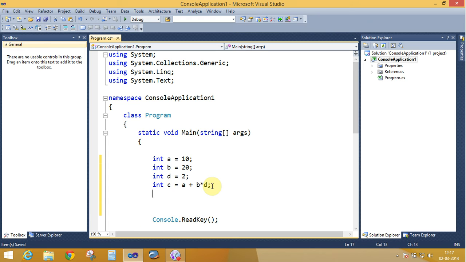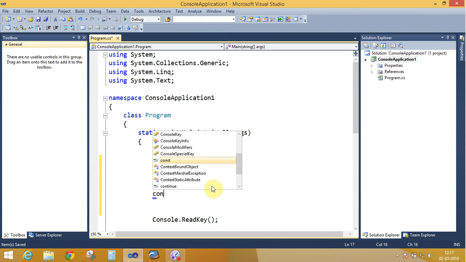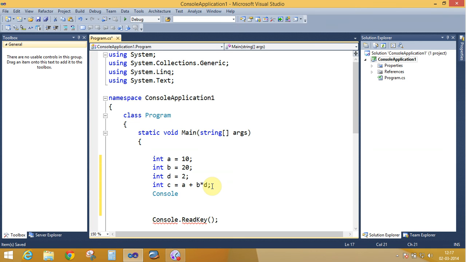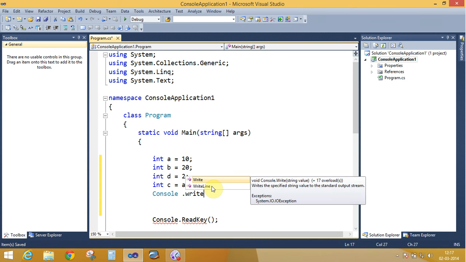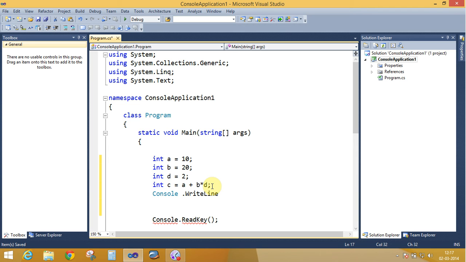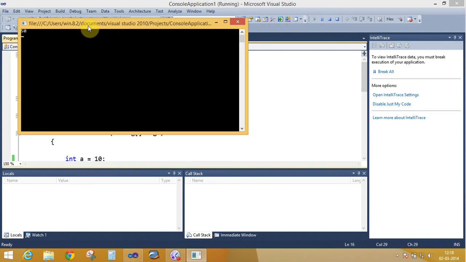So Console.WriteLine, holding the output of c. So here the output of c is b multiplied by d, so 40 plus 10 is 50. Let's run it and check it out. That is 50.